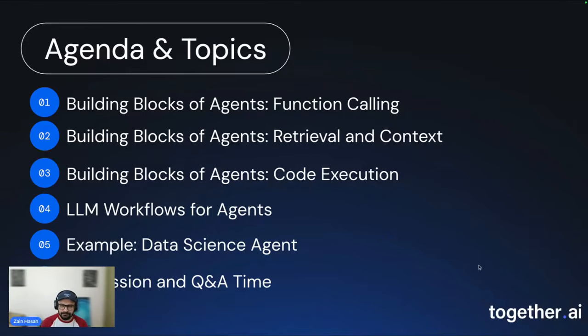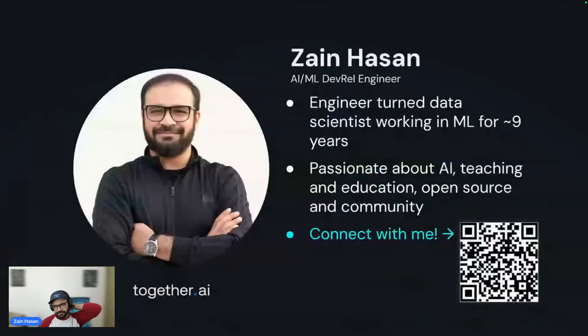All right. Before we begin, I'll just introduce myself. My name is Zan. I'm an engineer at Together. I work on the DevRel team. I'm pretty passionate about AI. I've been working in the field for a while. I'm also very passionate about teaching, education and open source.